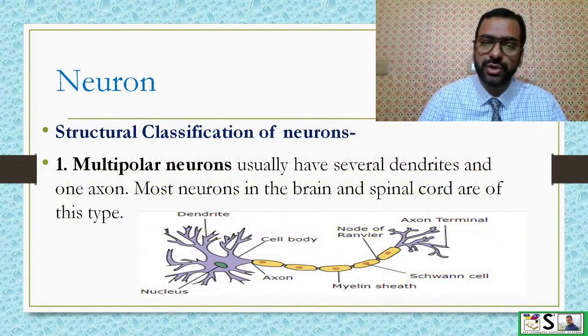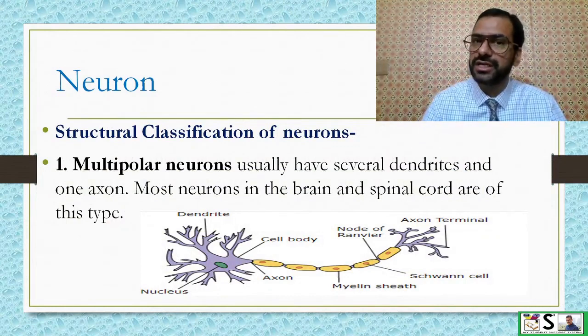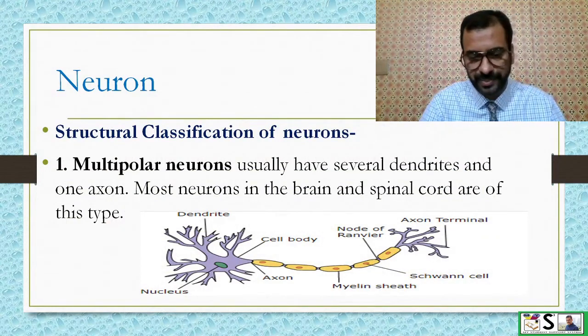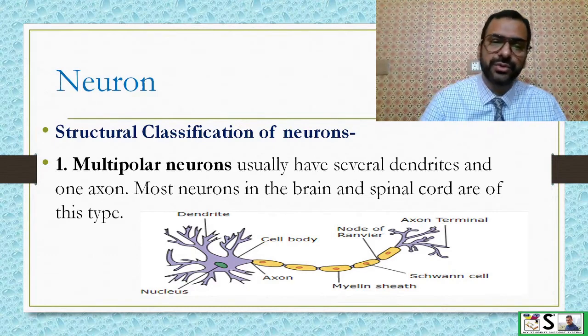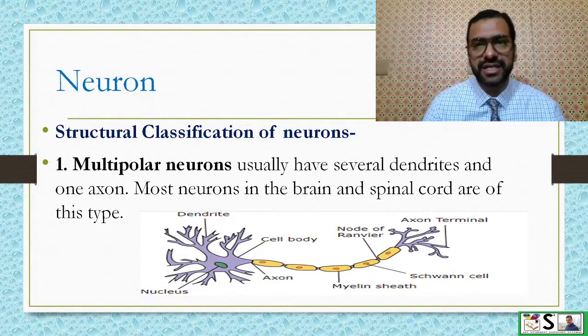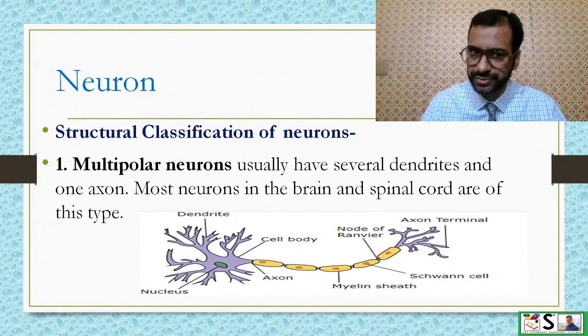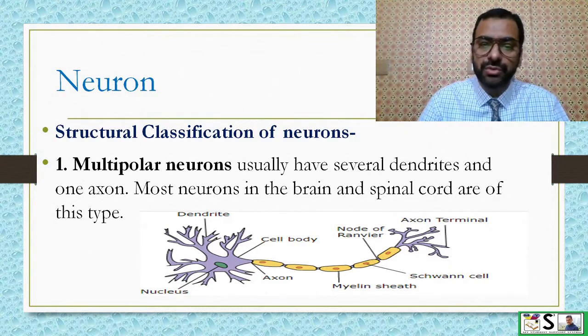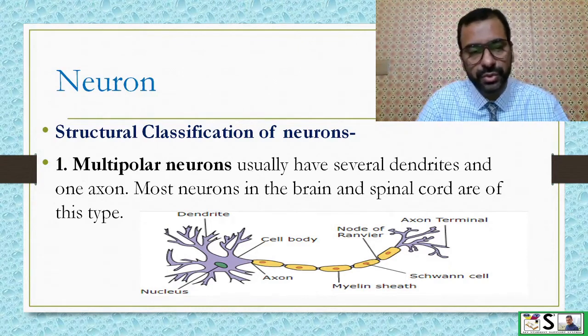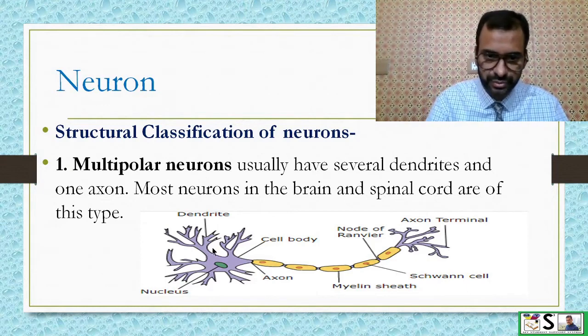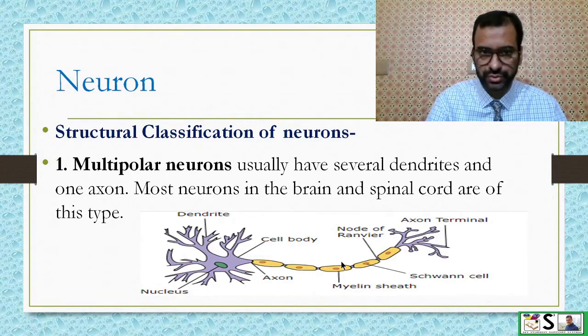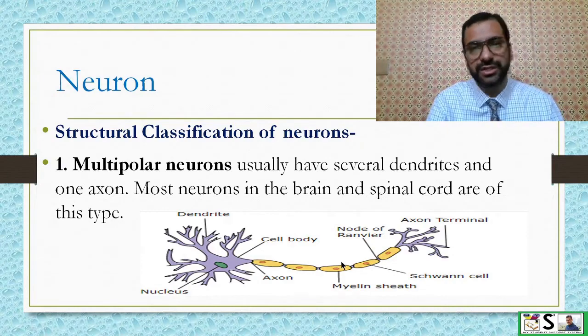First is multipolar neuron under structural classification of neurons. Multipolar neurons usually have several dendrites and one axon. Most neurons in the brain and spinal cord are of this type. So here, many dendrites and one axon. So this is a multipolar neuron.